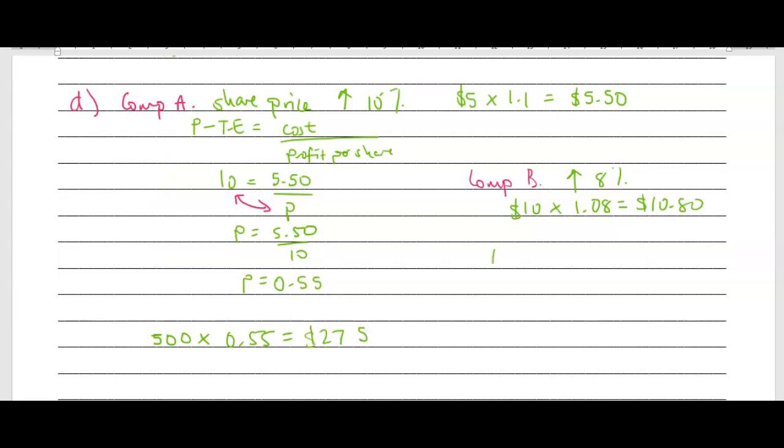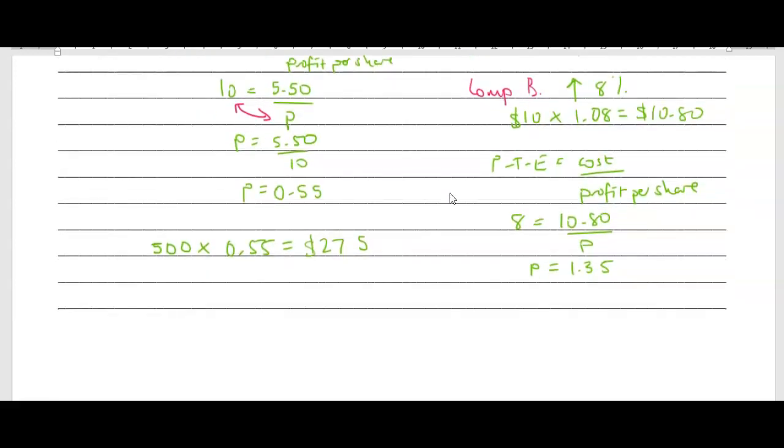All right, so your price to earnings ratio is the cost over the profit per share. So price to earning ratio has now reduced to 8. The cost is $10.80 and P. So P is equal to $10.80 divided by 8. So $1.35. And he bought 250 of them. So $337.50, because I am praying I got this question right.